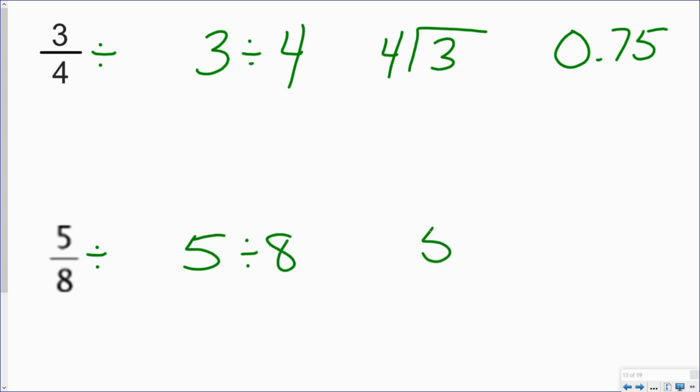Here I have 5/8, so that is 5 divided by 8, or I could set it up as 5 divided by 8. And when I do all of that, I get 625 thousandths.